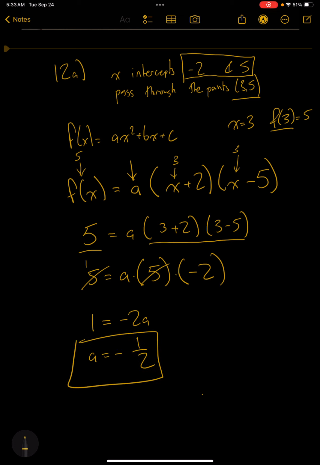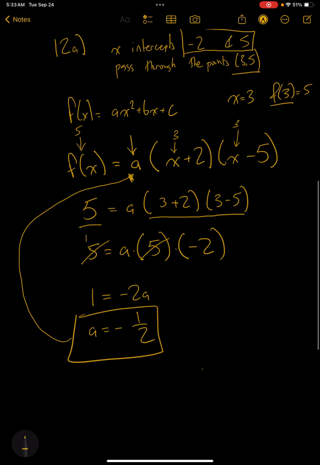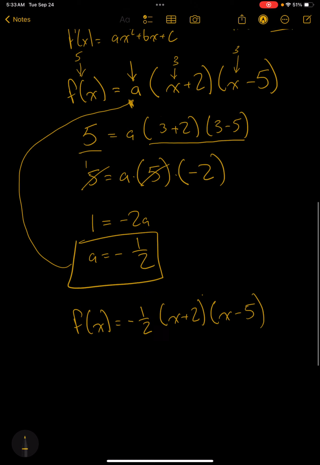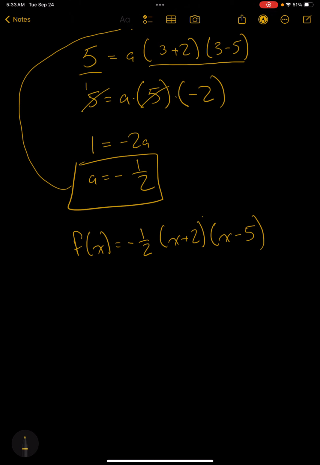Now what do we do with this a? We substitute it into this equation right here. So we have our new factored form, with a specific a: minus half (x + 2)(x - 5). And what do we end up with? We'll do the half last. So x squared minus 5x plus 2x minus 10.